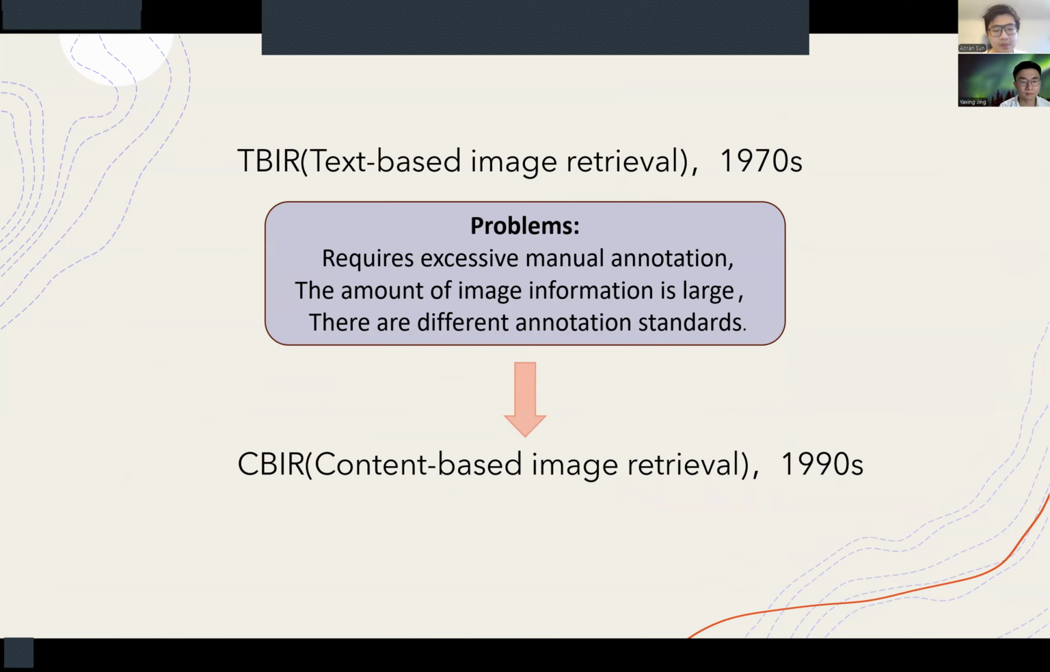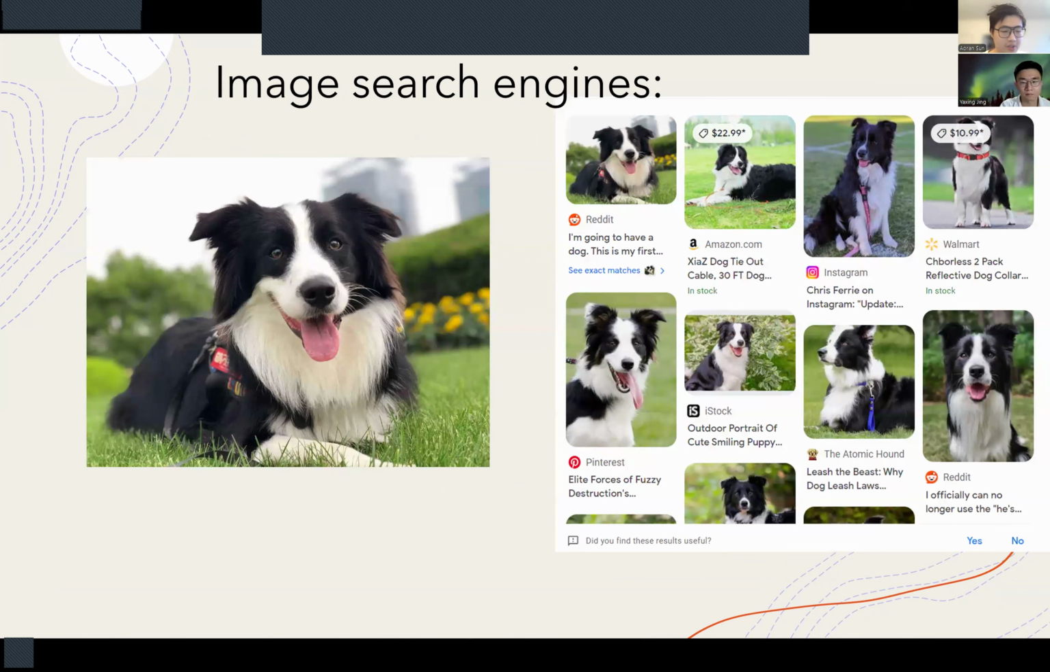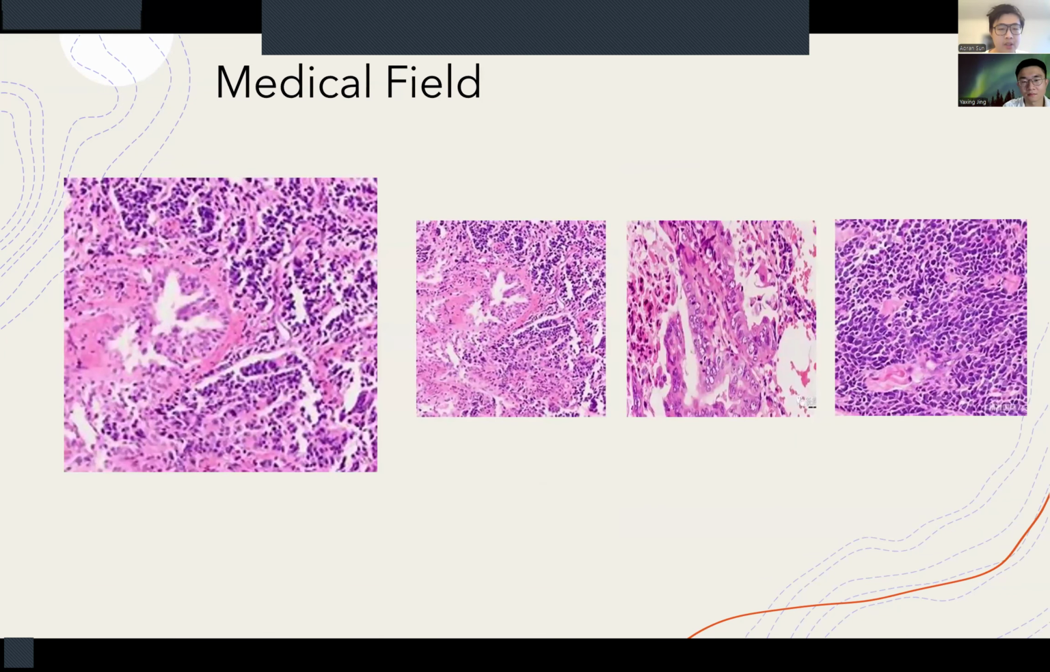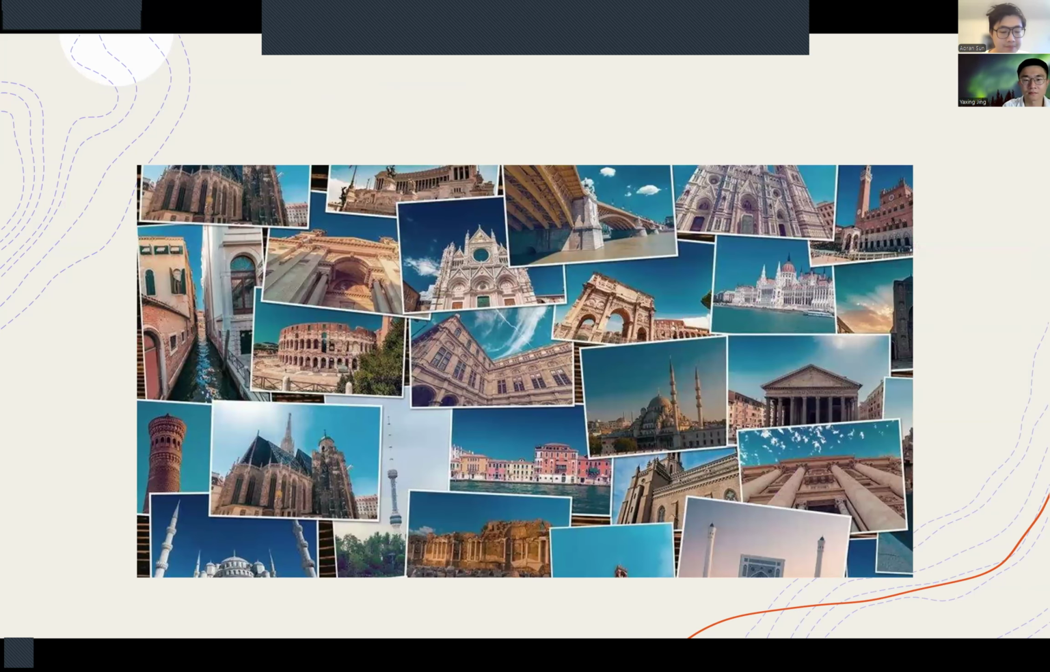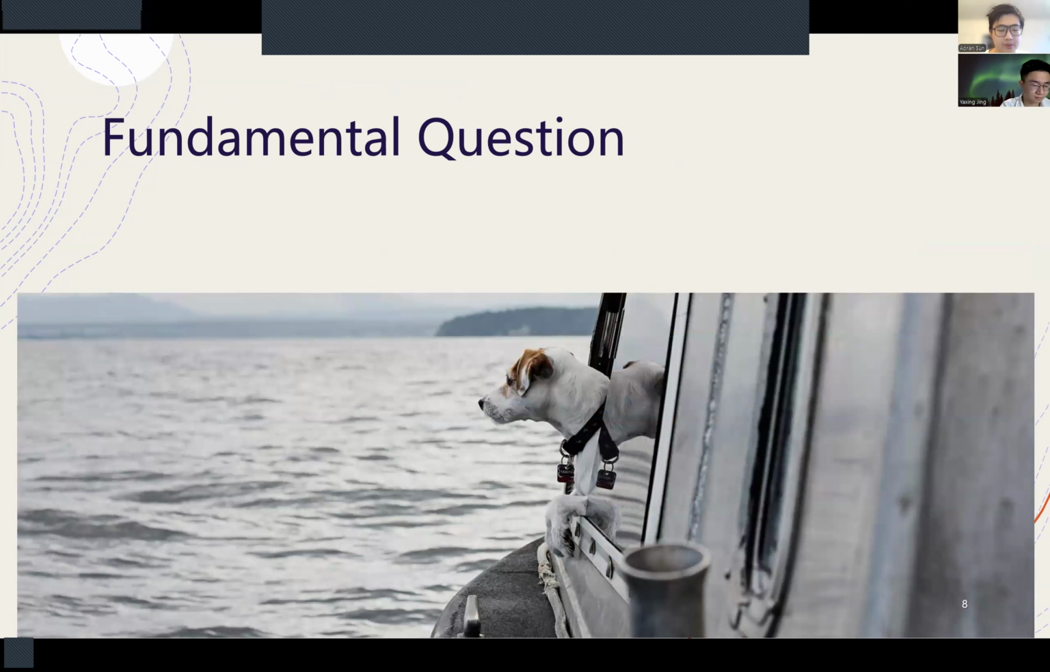So the CBIR problem originated from TBIR, which was first proposed by Josh Smith in the 1970s. However, it requires excessive manual annotations. So in the 1990s, we proposed this CBIR problem to solve these annotation problems. There are multiple applications of CBIR. One of the most common ones is image search engines, and it was also used in medical imaging and landmark retrieval.